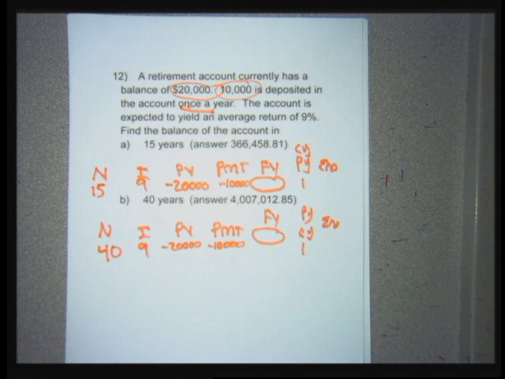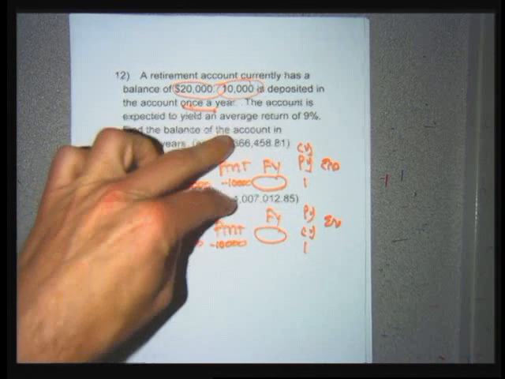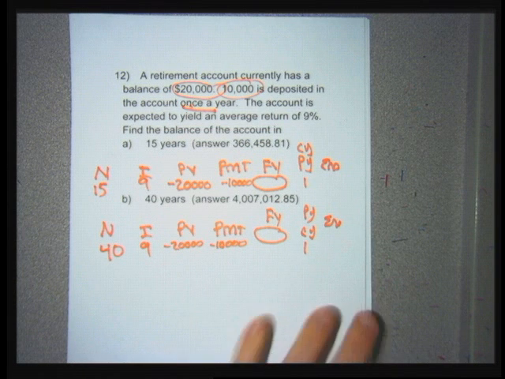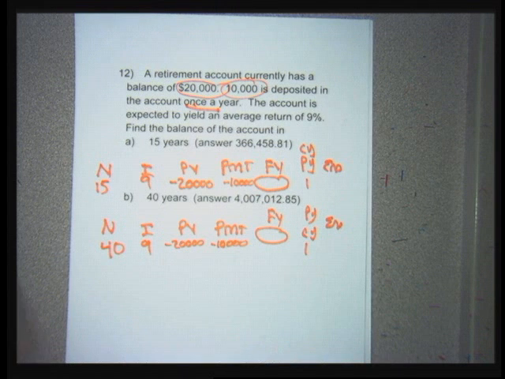So the difference between 15 years and 40 years is quite a bit. It's $3.5 million. So if you start saving when you're 25, and you can put basically $800 a month away and get a 9% interest rate, which is reasonable over 40 years, you could have $4 million when you're 65. If you start when you're 50 and you put $800 a month away, or $10,000 a year is what this says, you only get $366,000. So the time is huge when you're saving. So the earlier you get started, the better.